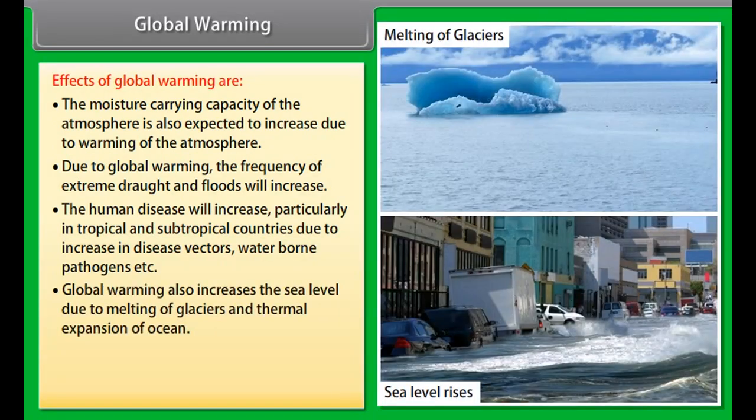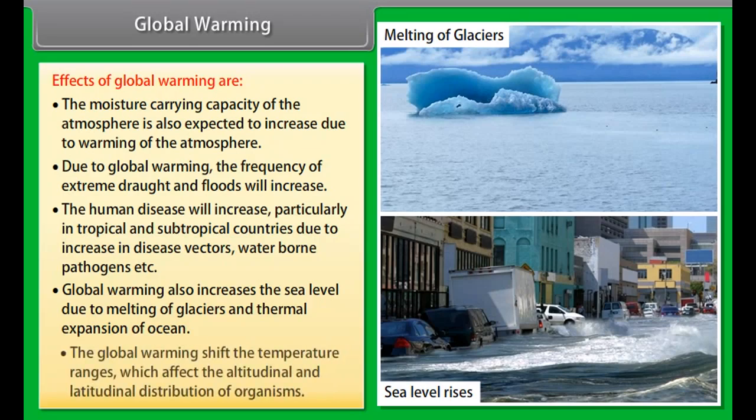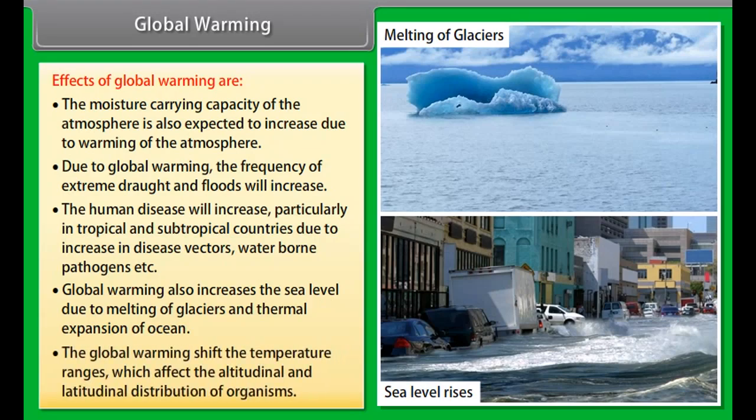Global warming also increases the sea level due to melting of glaciers and thermal expansion of ocean. Global warming shifts the temperature ranges, which affect the altitudinal and latitudinal distribution of organisms.